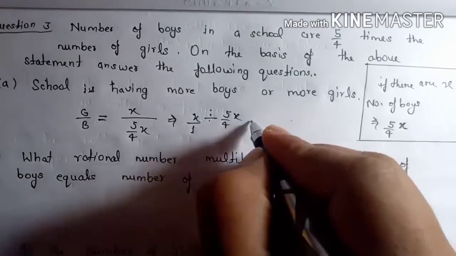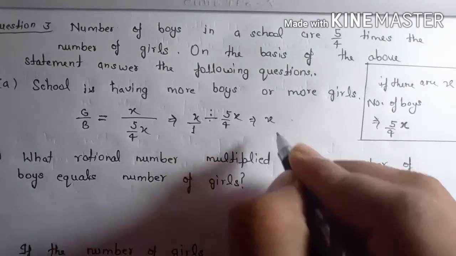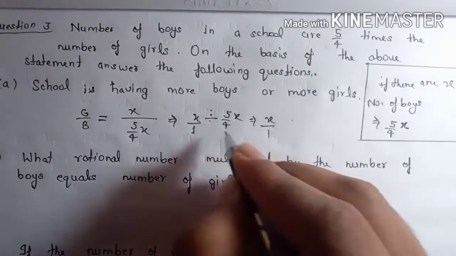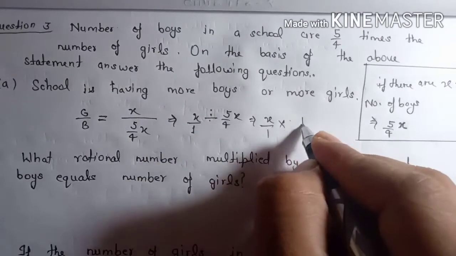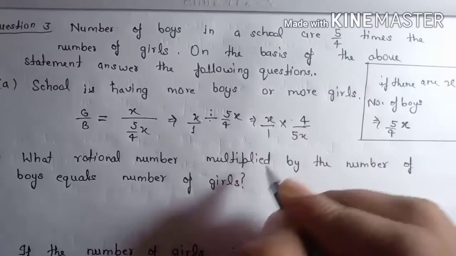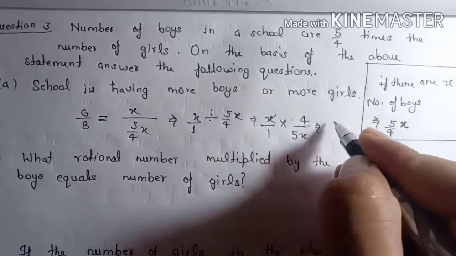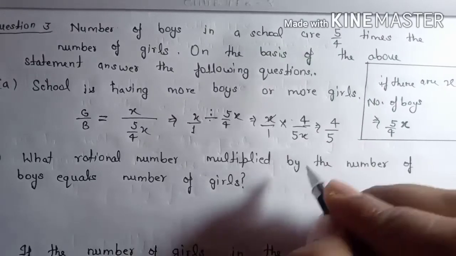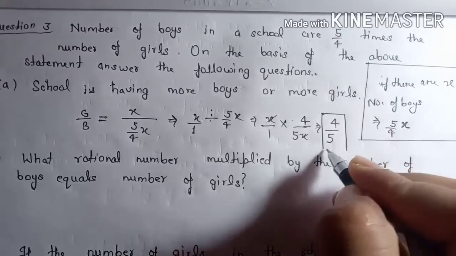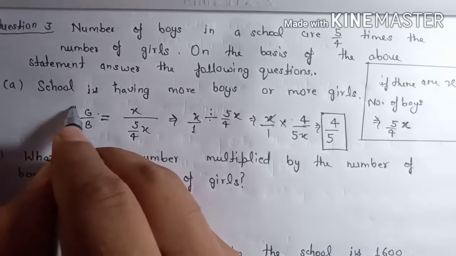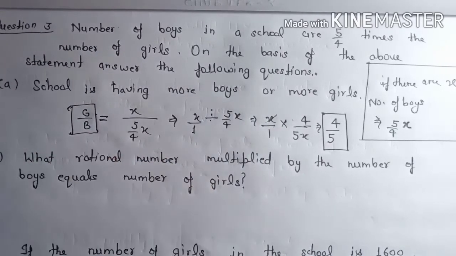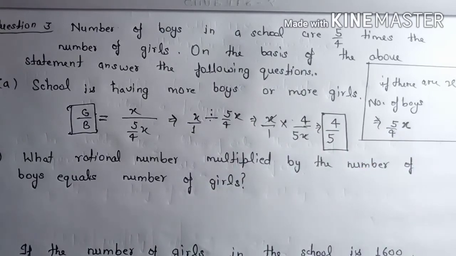Now if you solve this, you will get x upon 1, multiplied by 4 upon 5x, and here this x cancels with this x, and you will get 4 upon 5. This is the ratio of the number of girls to the number of boys, and it is clear that if there are 4 girls then the number of boys is 5. So comparatively, yes, boys are more than girls in that school.